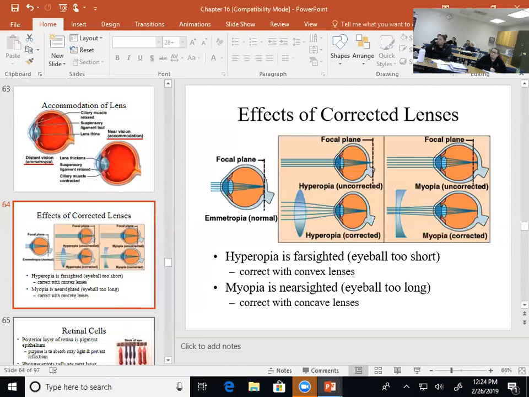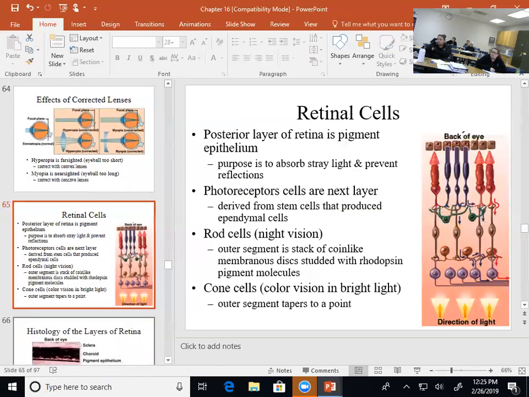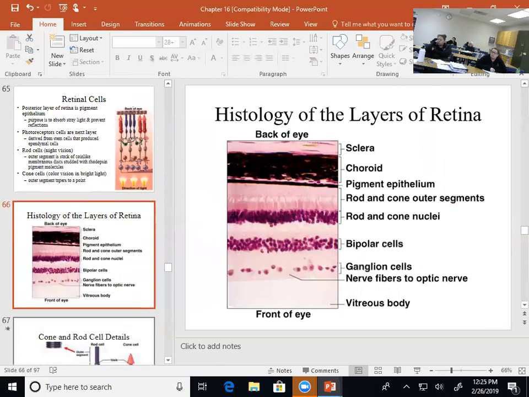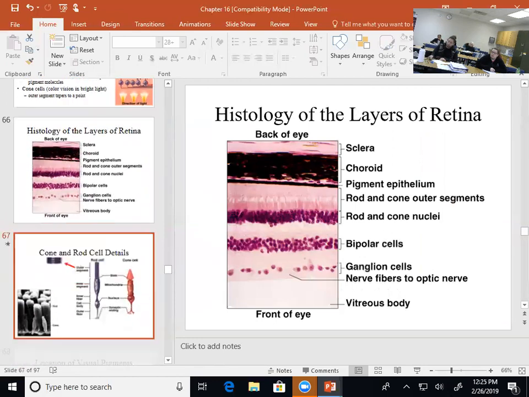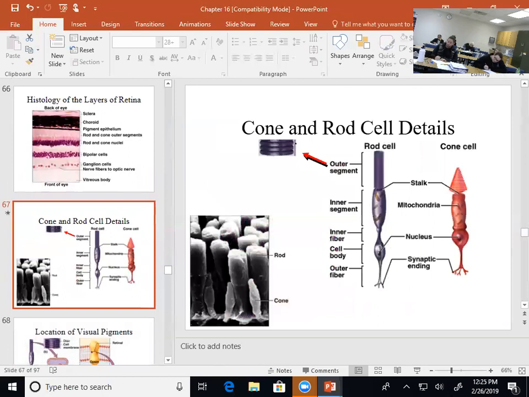So hyperopia and myopia are going to be near and farsightedness. Presbyopia is old age farsightedness. And let me think of what else I want you to know. I want you to know the photoreceptor cells, there are two types. There's cones and there's rods.